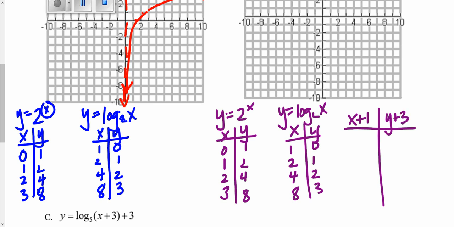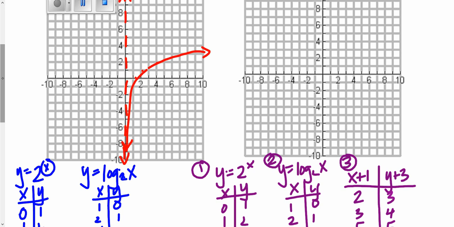Okay, so here's one of the most important things. This is a progression, so by the time we get to the third table, make sure you're using table 2 to add 1 and add 3 to the x's and y's. Don't go back to table 1. So using table 2, I'm going to add 1 to each of the x's, 2, 3, 5, 9, and add 3 to each of the y's, 3, 4, 5, 6. And now those will be the points that I ultimately graph on this grid.